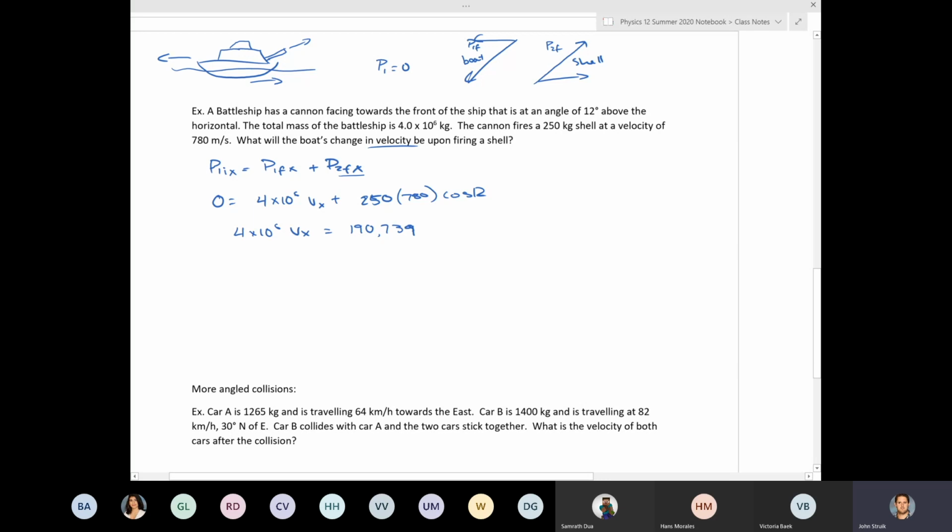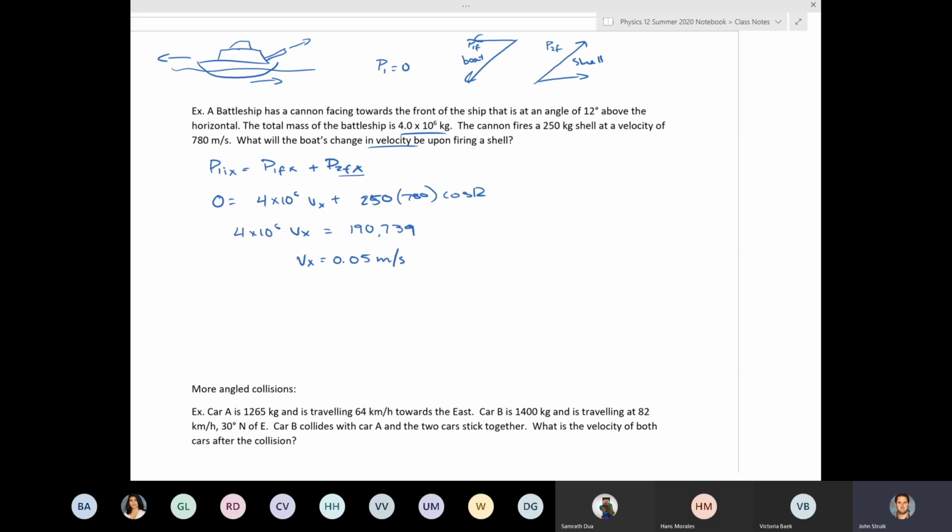190,739. And then I'm going to divide that by 4 times 10 to the 6. And I get Vx is equal to 0.05 meters per second. It's going to be very, very small because the boat is very, very large. But what you need to understand here is that it's only in the x direction. The boat is moving in the x direction. The change in velocity is going to be in the x direction. You're not doing both.